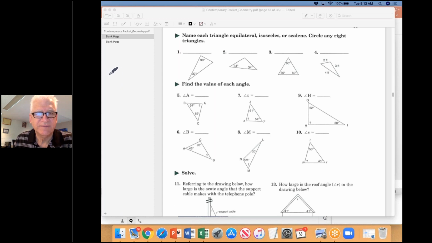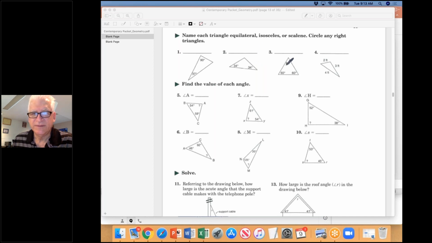And if we subtract that from 180, which is the total measure of all three angles of a triangle, we come up with 112. So we know that this angle right here is going to be 112, which means it's not 90. So this is not a right triangle. I'm going to circle the first one as being a right triangle, but this one is not a right triangle.